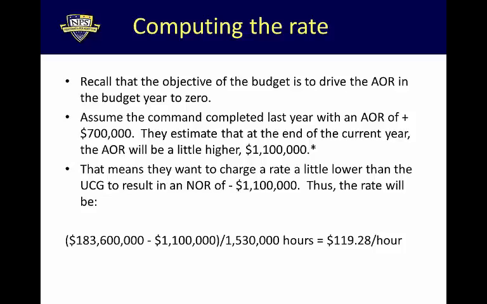So we take our costs, we subtract the $1.1 million divided by the number of hours we're going to sell, and that gives us a stabilized rate of $119.28 an hour. Remember, the unit cost goal was 120. This is a little lower, 119, because the goal is to lose some money.